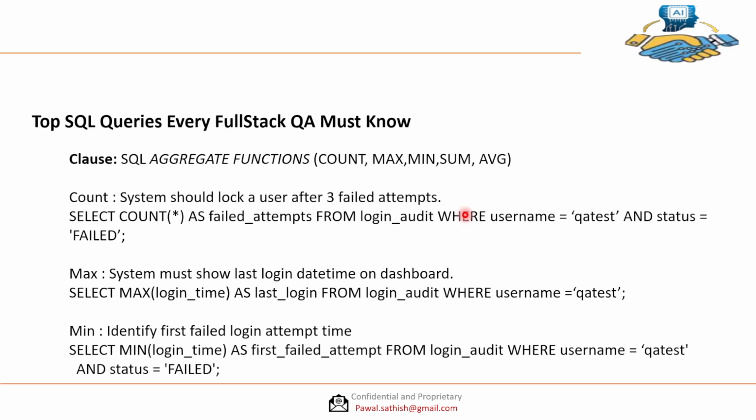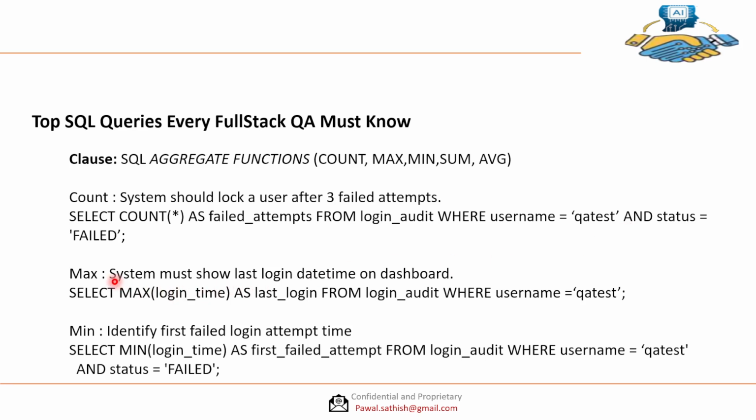And next are the SQL aggregate functions: COUNT, MAX, MIN, SUM, AVG. Okay, so COUNT we can use when we have written test cases like the system should lock a user after three failed attempts. So if you want to find out the three failed attempts, then we can give the syntax SELECT COUNT(*) AS failed_attempts FROM table_name WHERE we give the username, we give the condition.